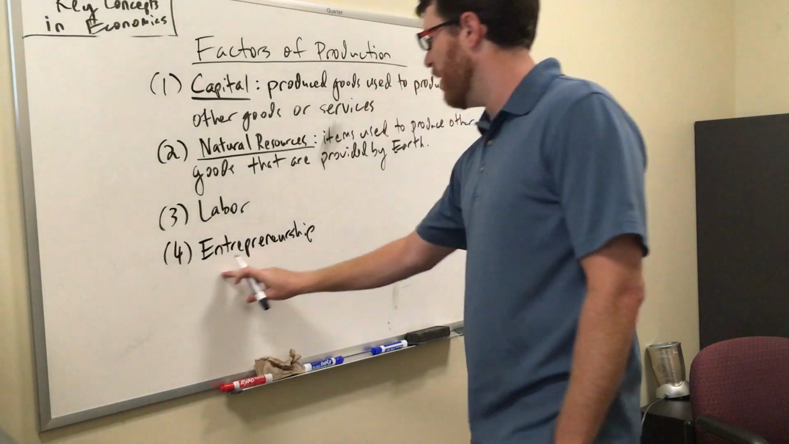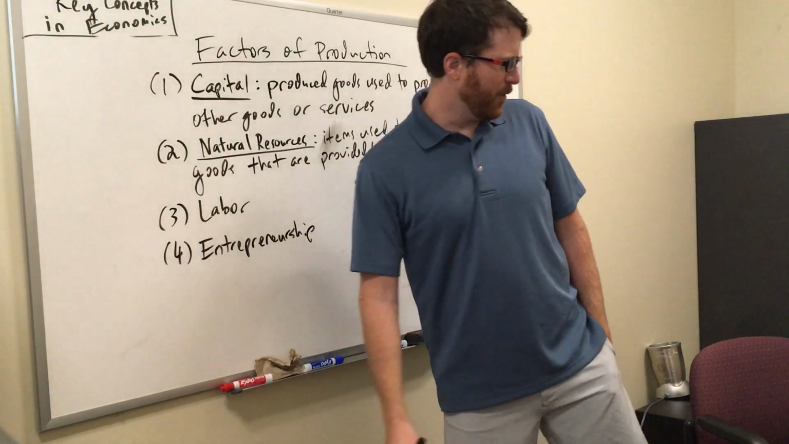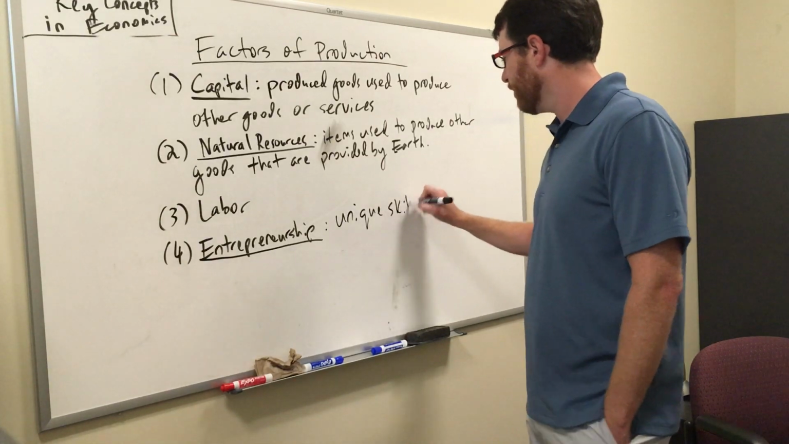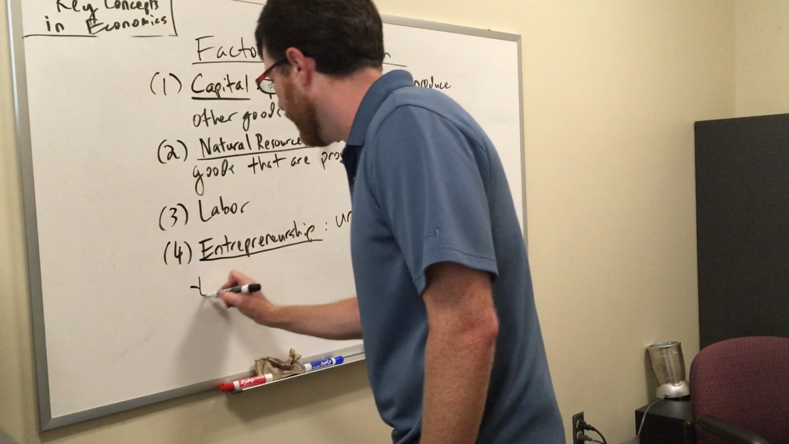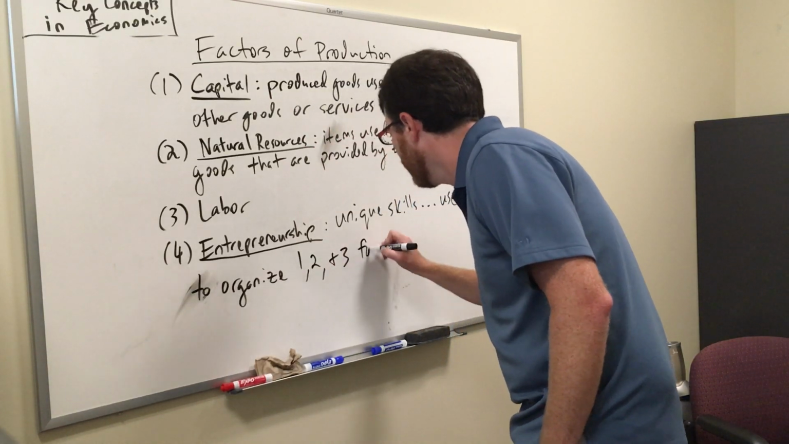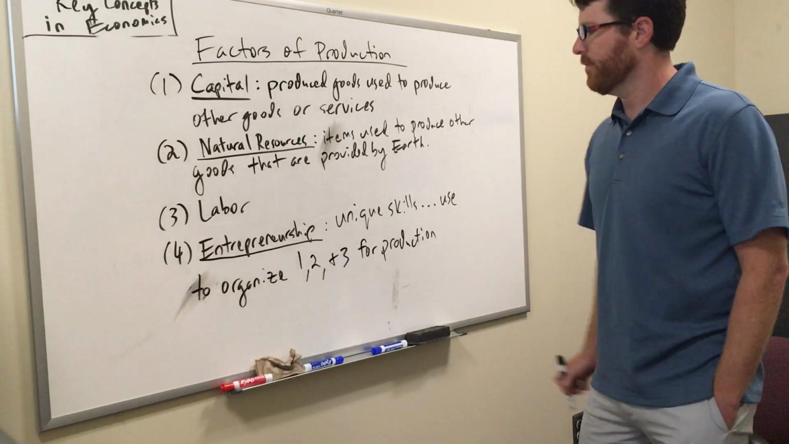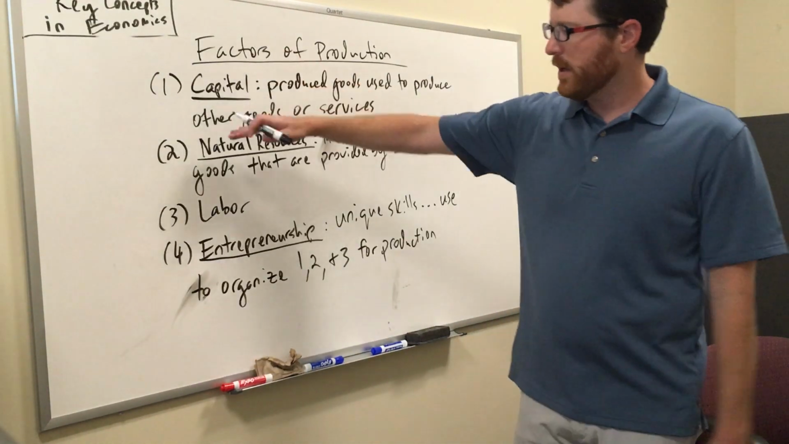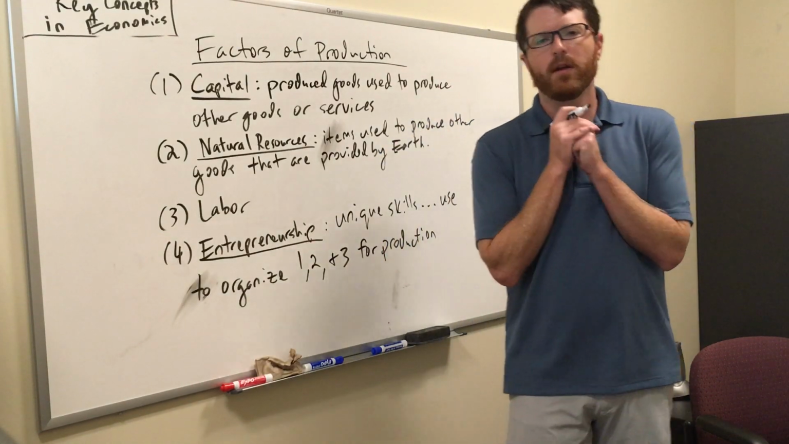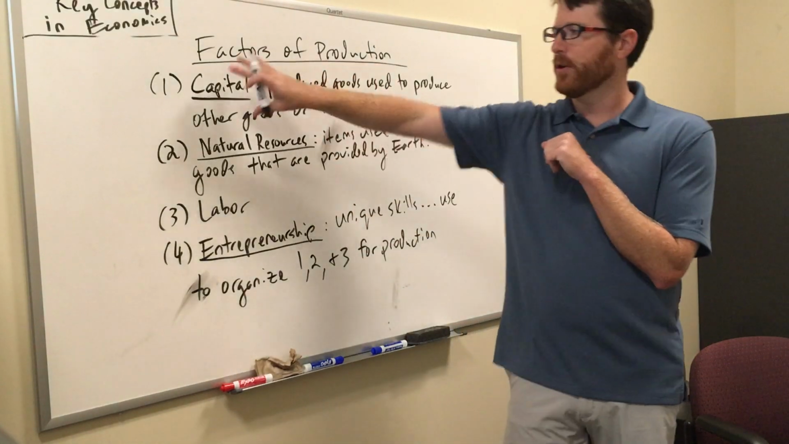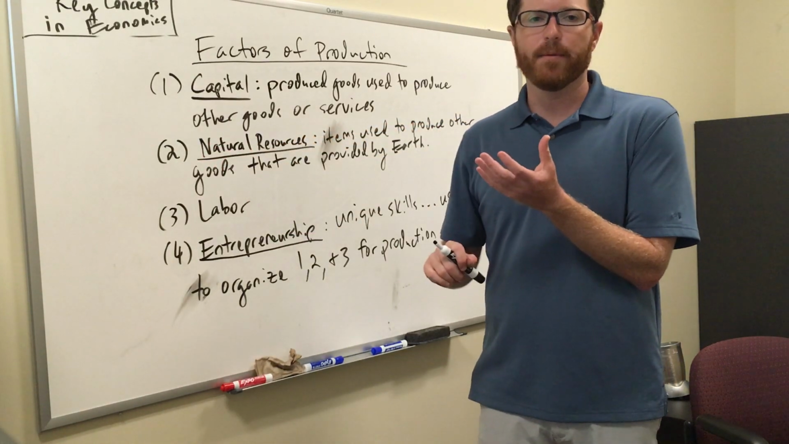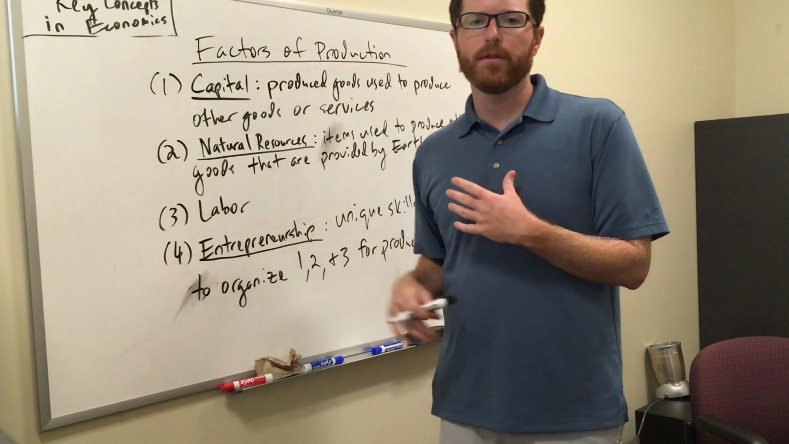And then the last one here is entrepreneurship. Hard one to spell. Entrepreneurship. And this is basically the unique skills that some people have, and you use those skills to organize one, two, and three for production. All right? So it's the unique skills some people have to take these other factors of production, these other inputs, organize them in a fashion to produce a good or service. So if I'm starting my brewery, I go out there and I find my building, I find some machinery, I find a way to pay for electricity and water, that sort of thing. I hire some labor, and that's me providing the entrepreneurship. It's me that's organizing all of this stuff together.